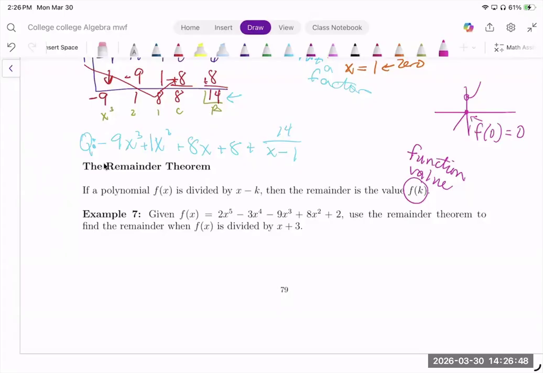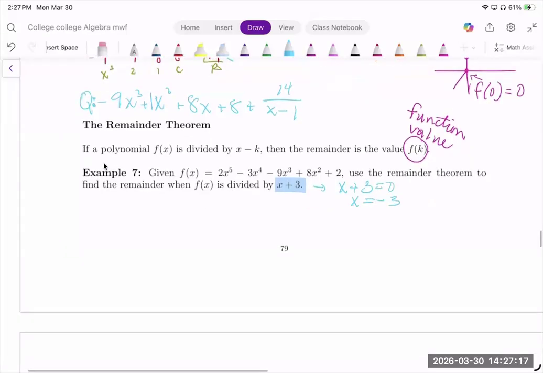Given f of x equals 2x to the fifth minus 3x to the fourth minus 9x cubed plus 8x squared plus 2, use the remainder theorem to find the remainder when f is divided by x plus 3. Okay, so here's the proposed factor. We are going to set that to 0 and solve. So -3 is the number that we are going to divide by, because we were doing this with synthetic division. So I want you to pause and try synthetic on your own.